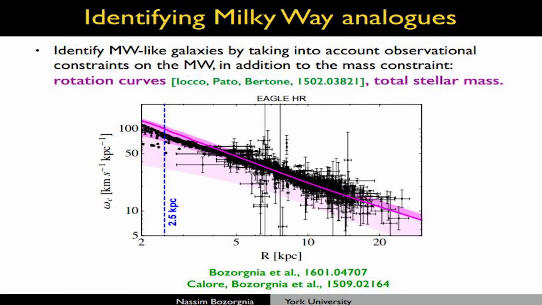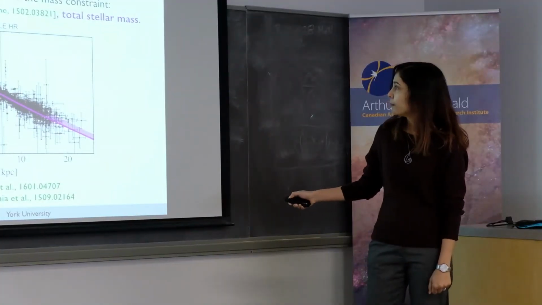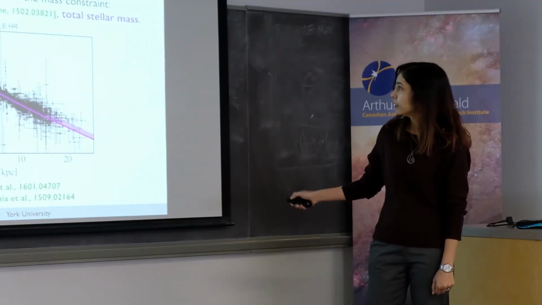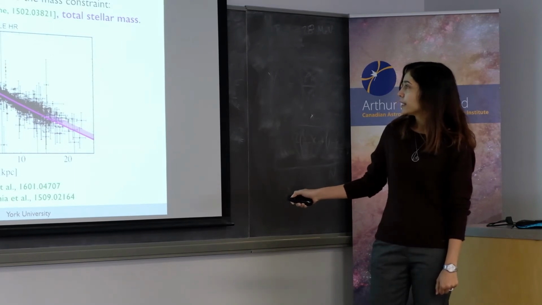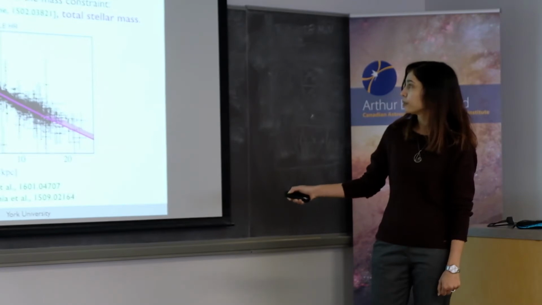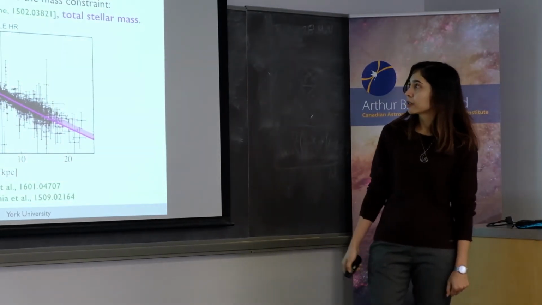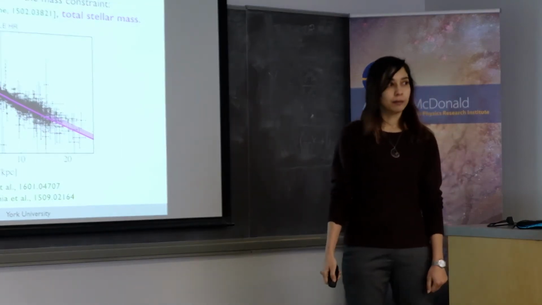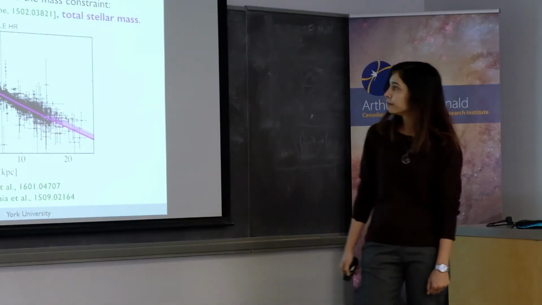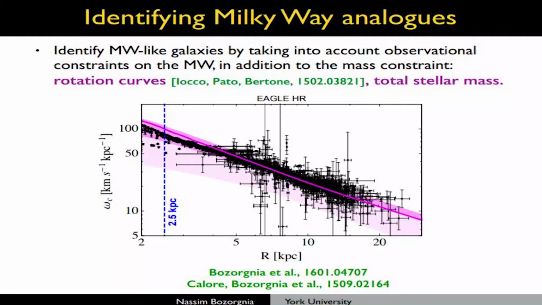And this magenta band, so you don't see it here, but there's actually a very light magenta band from here to here, which is actually the compilation, or envelope, of all the rotation curves from all the halos which had the correct Milky Way mass in Eagle. And then this darker envelope is the ones which have the correct stellar mass.